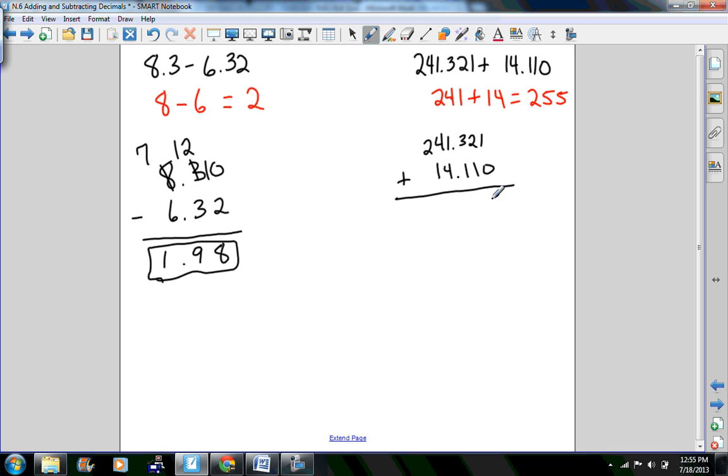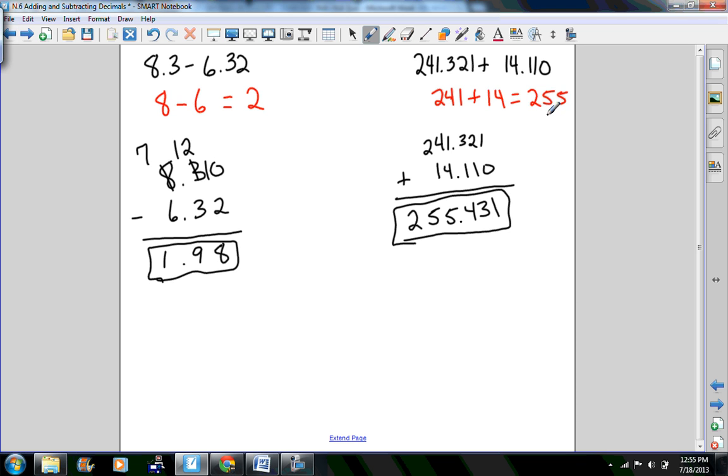1 plus 0 is 1. 2 plus 1 is 3. 3 plus 1 is 4. 1 plus 4 is 5, 5, and 2. And those are incredibly close, so we know we're correct.